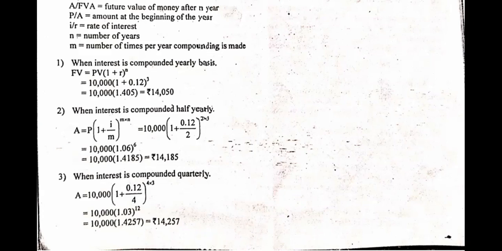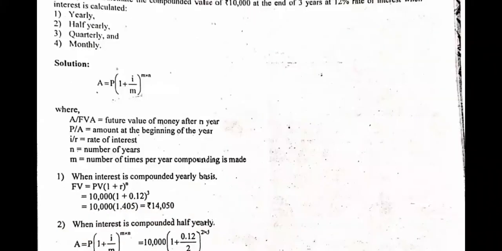So you'll get 12. Then 10,000 into 1.03 raised to 12. So 12 times we need to multiply it. We'll get 1.4257. Multiply 10,000 into 1.4257, we will get 14,257. Now you see here, if the interest is calculated yearly, the future value was 14,050 rupees, half yearly 14,185, quarterly it has increased again, 14,257 rupees is the total future value. Now the last part he has told you is monthly.